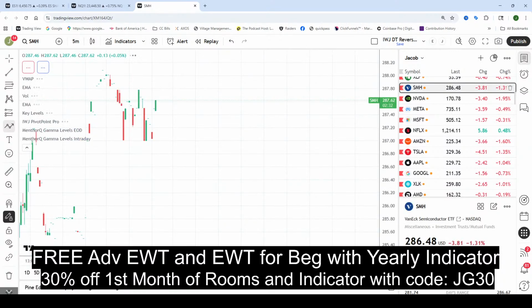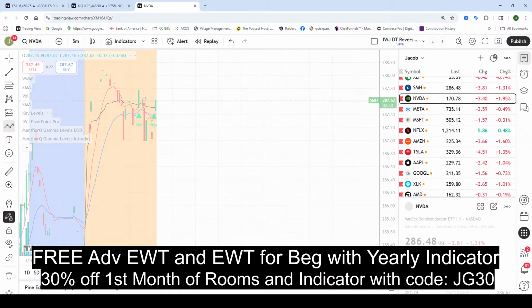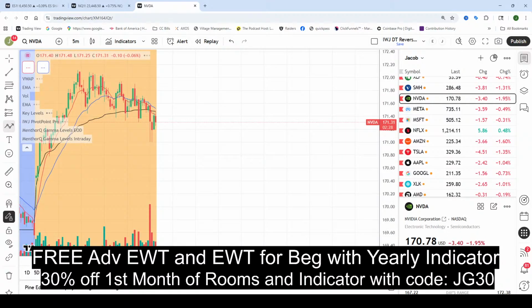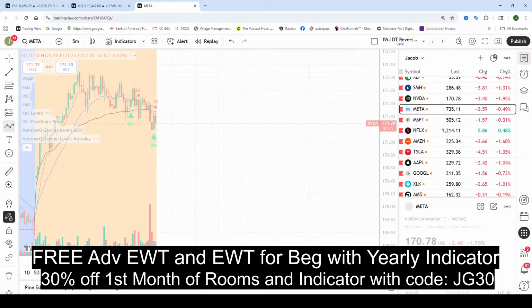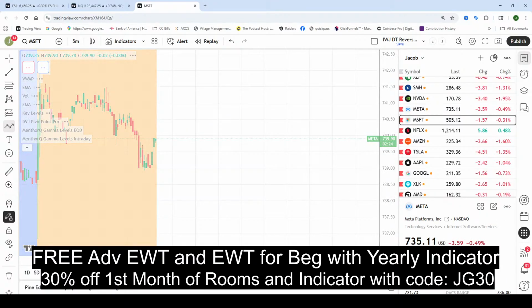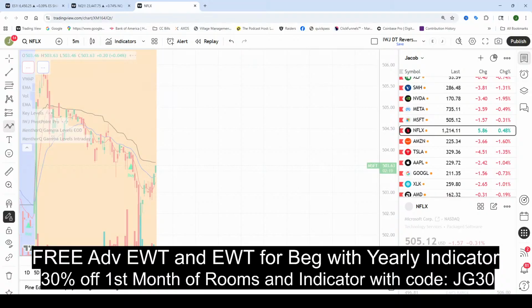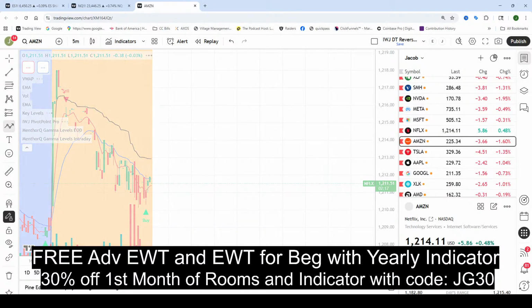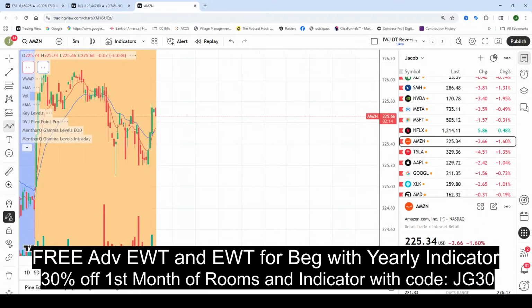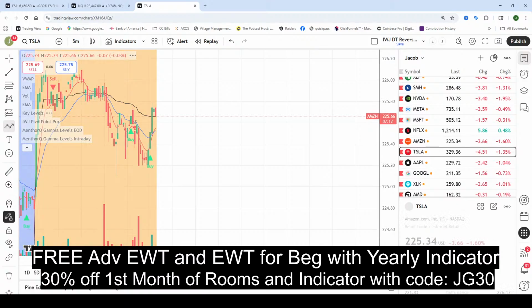As far as the Mag 7 go, I'm going to look at them real quick. SMH is up a little. NVIDIA up a little. Meta's up a little. Microsoft is down. Netflix down. So none of the Mag 7 is up.